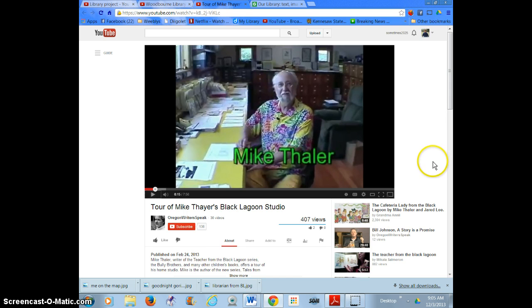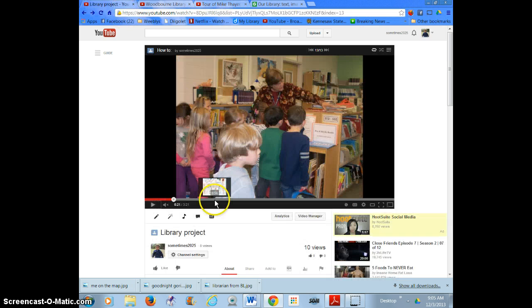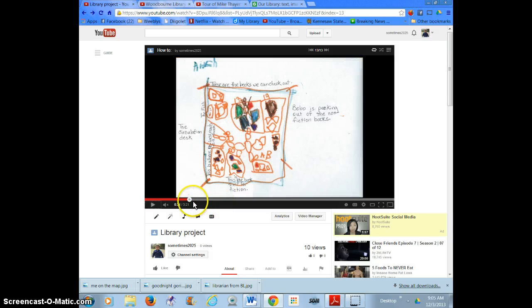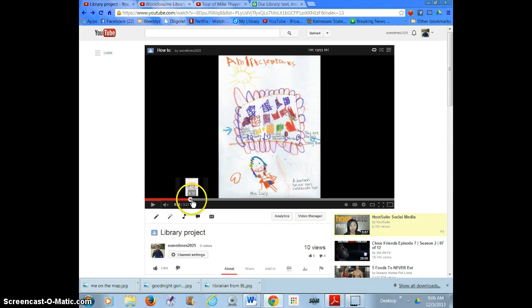Then the students went back and they created maps of the library, and they created comparison pictures of our school librarian and Mrs. Beamster. We put these pieces of artwork into a slide share, and that didn't work out too well. So we went back and just made a movie of all of their artwork and inserted audio clips of them describing what they were doing. So we'll try to play one of these for you.